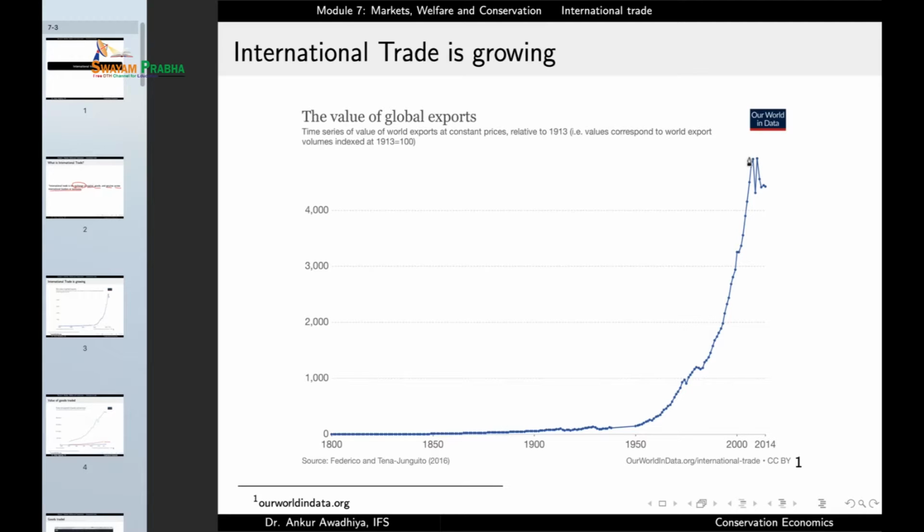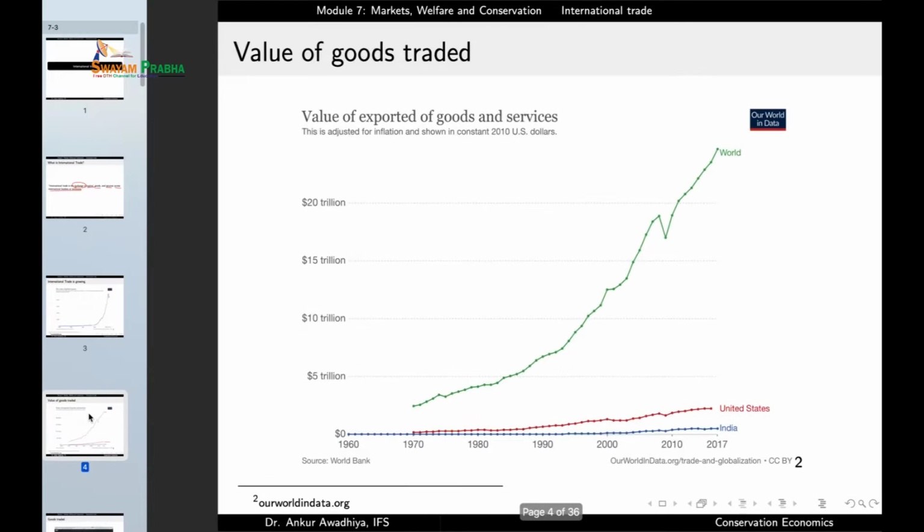The other thing to note from this curve is that earlier the growth was very small, but these days it has been growing at a very fast pace, especially since the end of the Second World War. After the Second World War, the value of global exports just skyrocketed, and today it's a very large value. If we look at the actual value of exported goods and services, currently around $25 trillion worth of goods and services are being exported every year.